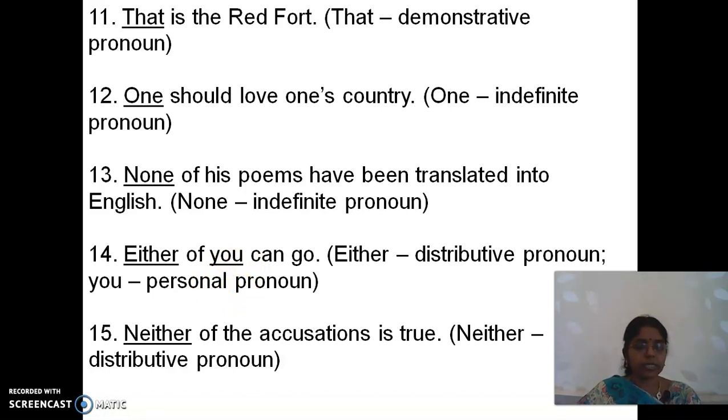Children, are you able to understand all these? Neither of the accusations is true. Neither is distributive pronoun. So, I hope all these, whichever I am saying, has to be checked by you. First, you have to attempt the question. You have to write the answers. Then you have to check the answers. Okay. Divide the marks, dear.